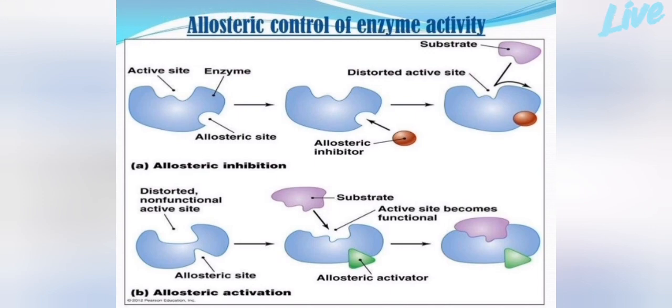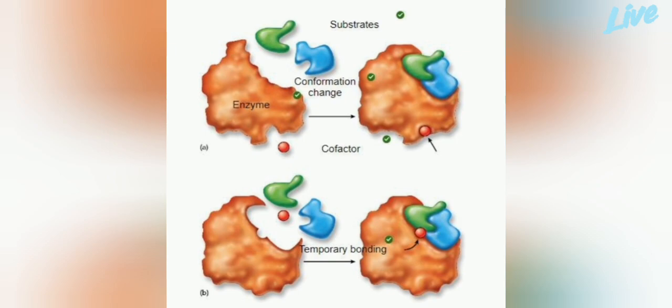Next is the role of cofactors and coenzymes. Some enzymes cannot function alone. They require helpers. So the helpers are cofactors, which are inorganic ions like zinc and magnesium ions, and also coenzymes, which are majorly organic molecules, often vitamins. For example, FAD, flavin adenine dinucleotide, and NAD, nicotinamide adenine dinucleotide.